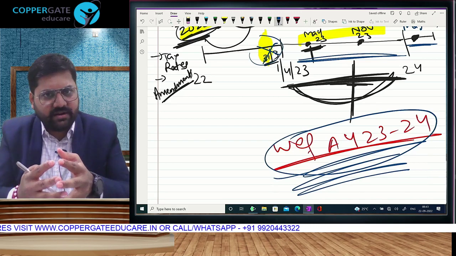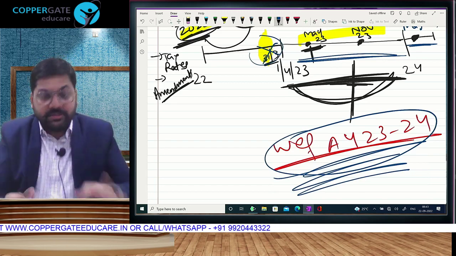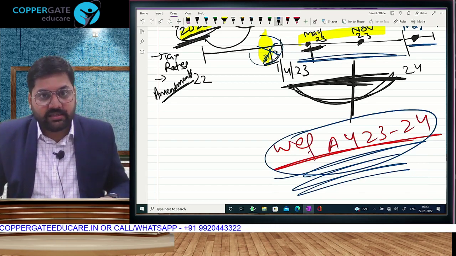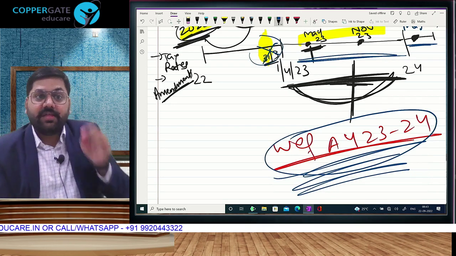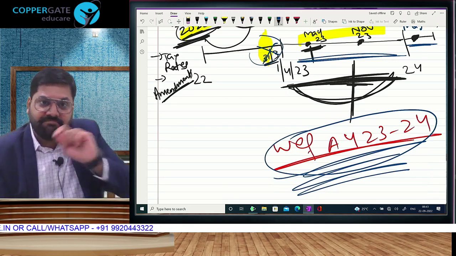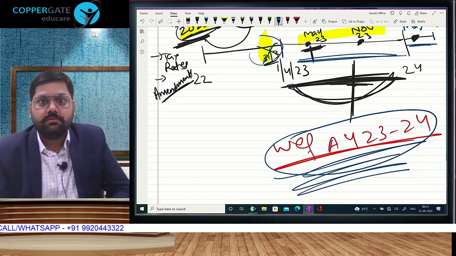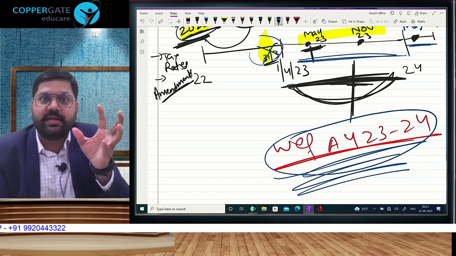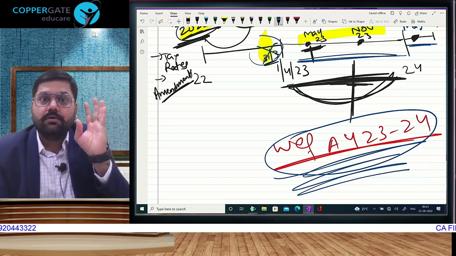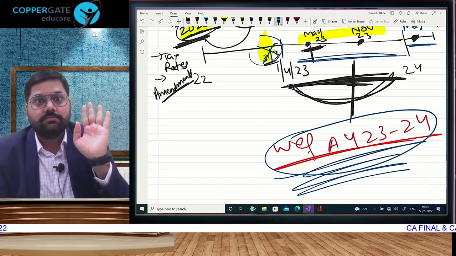She will bring an amendment in one budget. Nonsense amendment. No one understands. Very next budget, she will change that section. There have been cases where one section has been changed in back-to-back budgets. She brought a concept called faceless assessment in 2020, that also in November. And then now she has changed that concept altogether.